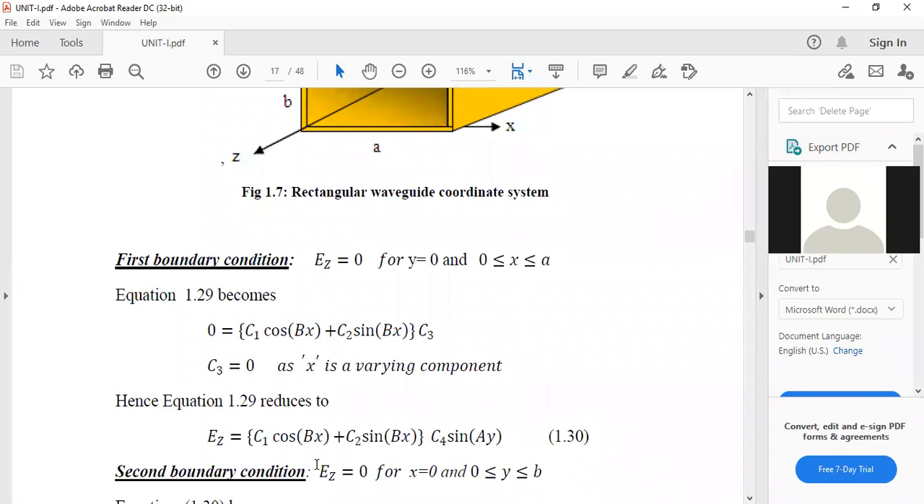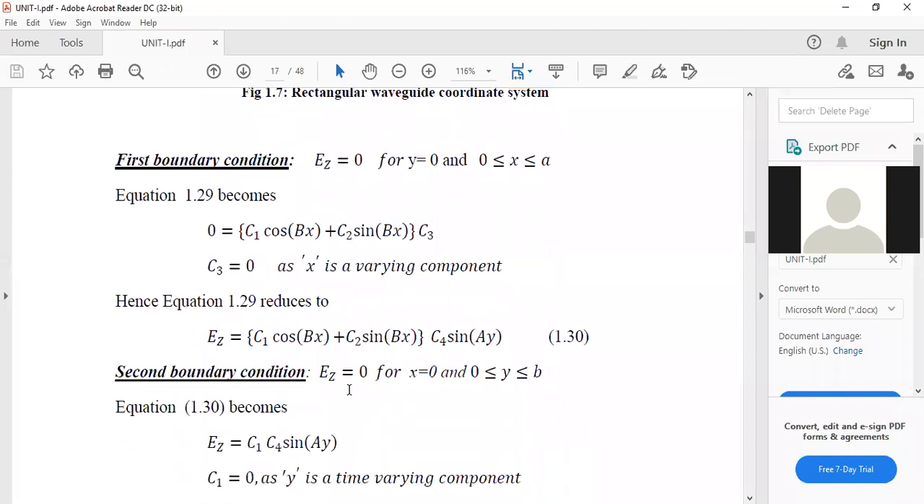Right. Now what is the second boundary condition? For x equal to 0, also Ez is equal to 0. Already I told you, Ez is 0 for x equal to 0. So we substitute this condition in the above equation.